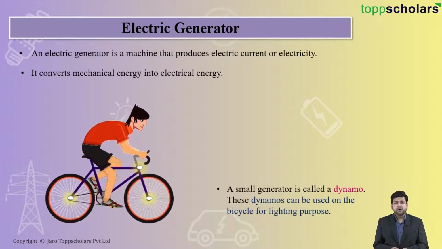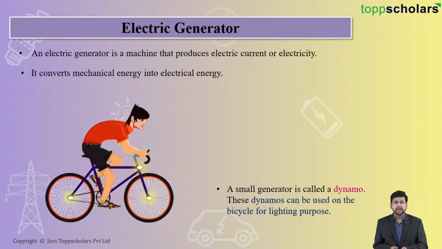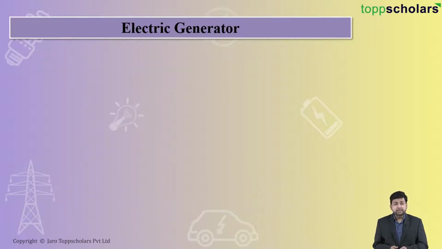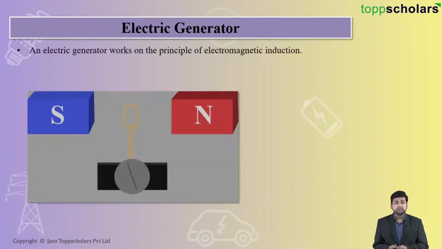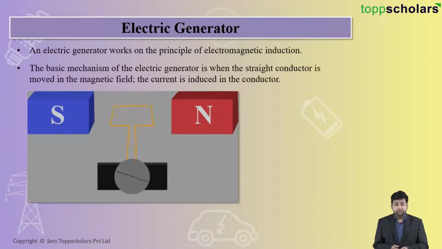Now let's see how exactly the electric generator works. The electric generator works on the principle of electromagnetic induction. The basic mechanism of an electric generator is that when a straight conductor is moved in a magnetic field, a current is induced in the conductor. So what exactly happens when a straight conductor is moved in a magnetic field? And what exactly does this movement mean?